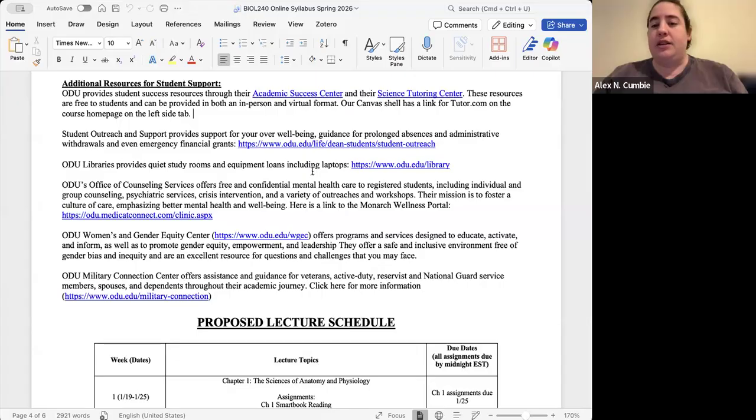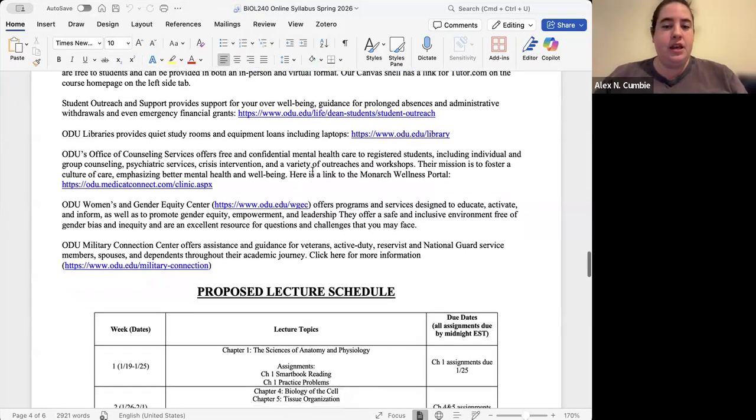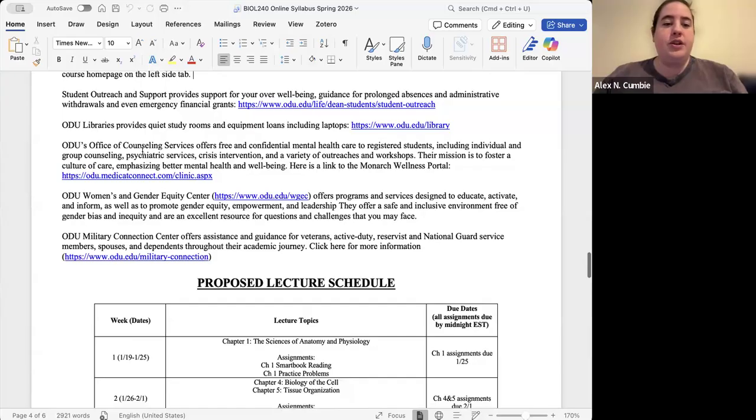They even can do equipment loans like laptops, which would be needed for this course since it's online. A few other links here. I have ODU's Office for Counseling Services, Women and Gender Equality Center, as well as Military Connection Center. These are additional resources for student wellness and well-being that you can access if needed.